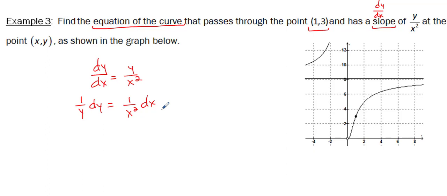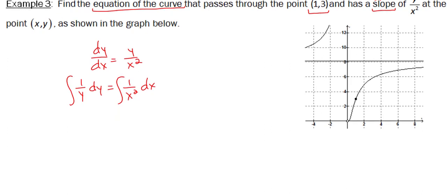Are we okay with that so far? All right, find the antiderivative of both sides. Okay, what's the antiderivative of 1 over y? Natural log, and then what? Okay, where are we going to put our plus c at? Right side.